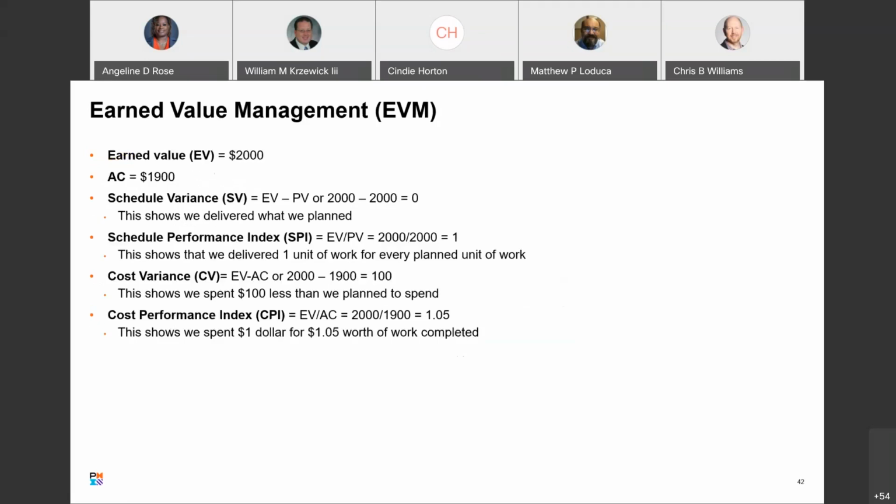Schedule variance is EV minus PV. It's not cost related, right? It's schedule. 2,000, 2,000, 0. We deliver what we plan. SPI is 1. We delivered 1 unit of work for every planned unit of work. Cost variance, EV minus AC, is positive 100. This shows we spent $100 less than we planned to spend. That's great. And then CPI, remember we said anything above 1 is good. We finished at 1.05. So we spent $1 for every $1.05 worth of work completed, and the project is now done.